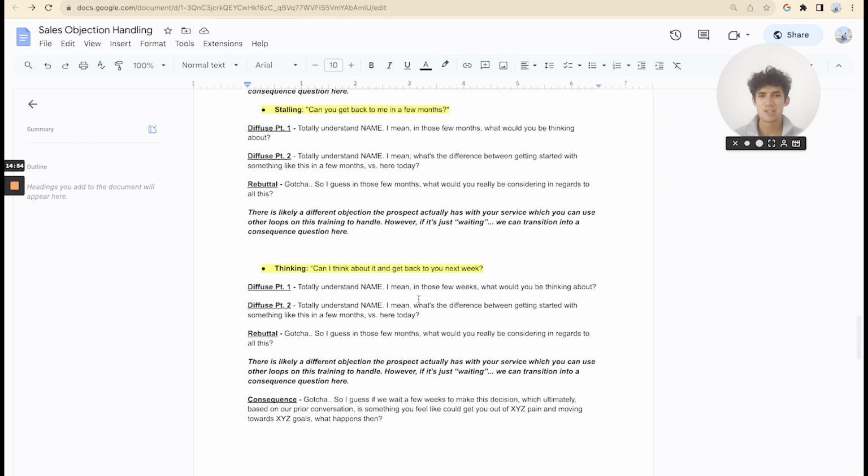Thinking. Can I just think about it and get back to you next week? Totally understand, John. I mean, in those few weeks, what would you be thinking about? Right? So once again, this is going to be a very similar way to handle this objection as can you get back to me in a few months? But once again, we'll say, totally understand. I mean, in those few weeks, what would you be thinking about? What's the difference between getting started with something like this, a few months versus here today? I guess in those few months, what would you really be considering in regards to all this, right? Or in that next week.